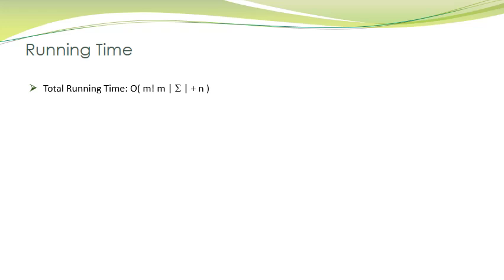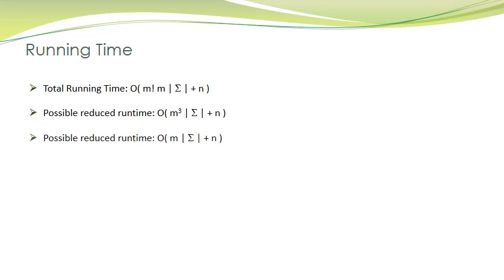However, this could be improved upon. If the string matching algorithm we used for finding if AK is the suffix of AQX was better, the runtime could be reduced to big O of m cubed times epsilon plus n. In fact, there are algorithms for computing the transition table that are much more efficient than what I've shown here, and we can reduce the entire runtime to m times the size of epsilon plus n.